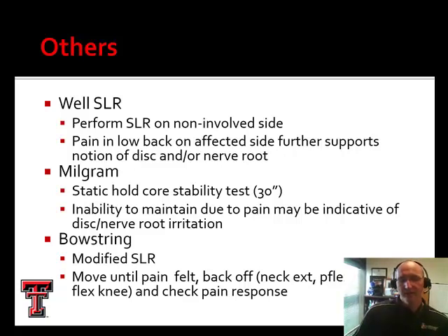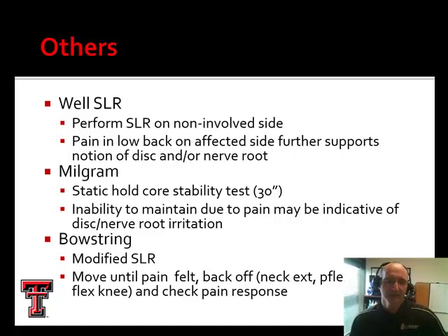Milgram test. This is where we put them supine on the table. They lift their heels up off the table usually 6 to 12 inches, and they hold that position for up to 30 seconds. If they can't hold that position due to pain, then that's considered a positive sign for disc or nerve root irritation. If they can't hold that position due to weakness, then that's an inconclusive test.